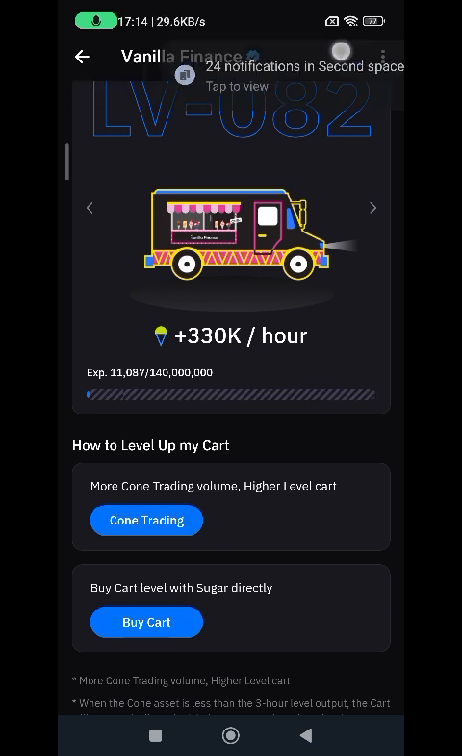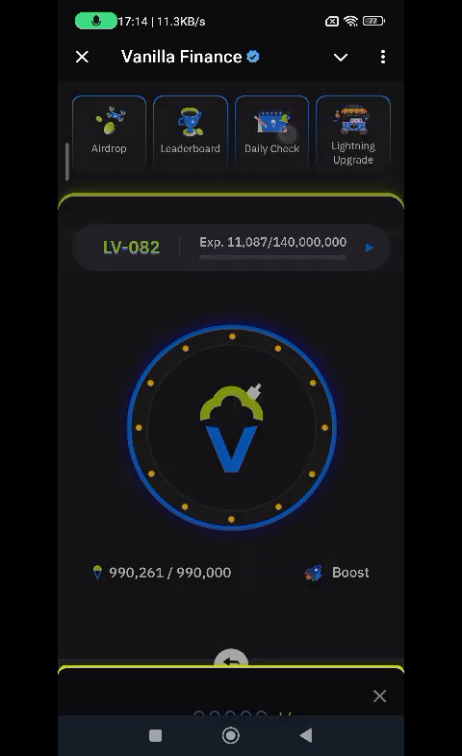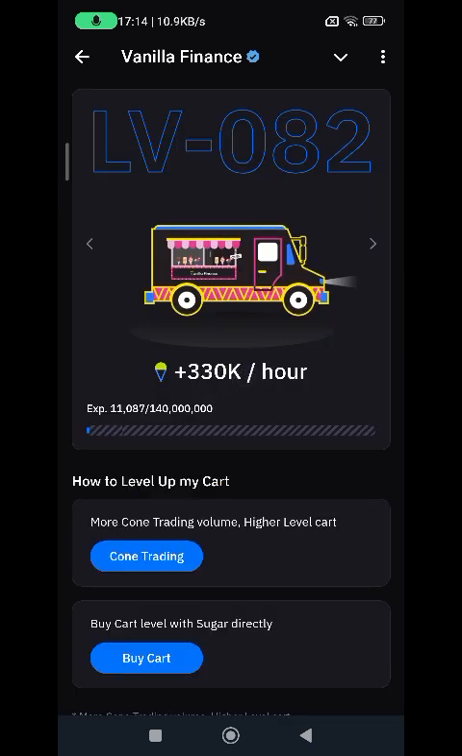All right, but right now Vanilla Finance actually did something very important. They had an upgrade, which was so important because they needed individuals to actually engage in the platform, so that you don't just come on the platform, claim, and then just leave. Now you have to earn coins either by trading or by increasing your cart level by upgrading with sugar. So right now you still get your profit per hour, but in a different way, and that's what I actually want to explain.